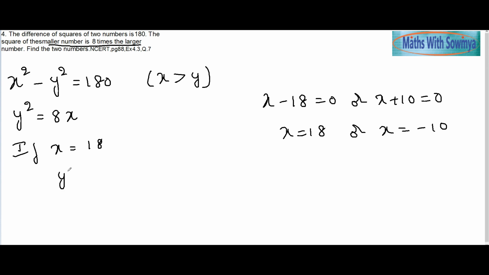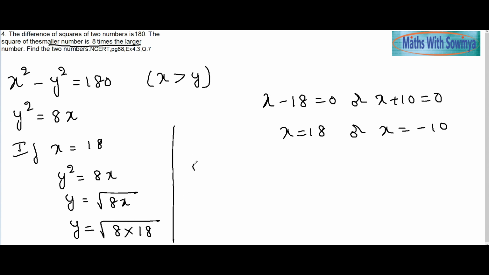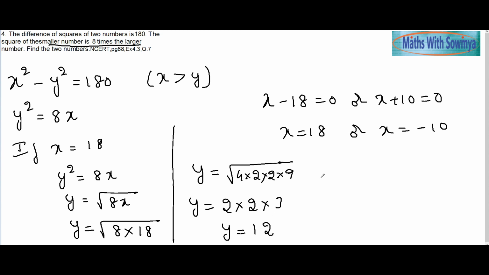So we have y square is 8x, y is nothing but square root of 8x, y is equal to square root of 8 into x, 18 I have taken. So y can be written as this is 4 into 2 if I write, and 18 can be written as 2 into 9. So taking the square root is easy. For 4, 2 is the square root. Here 2 2's are there, 1, 2 and 3. So y is 12 we are going to get. So if x is equal to 18, then y is 12.